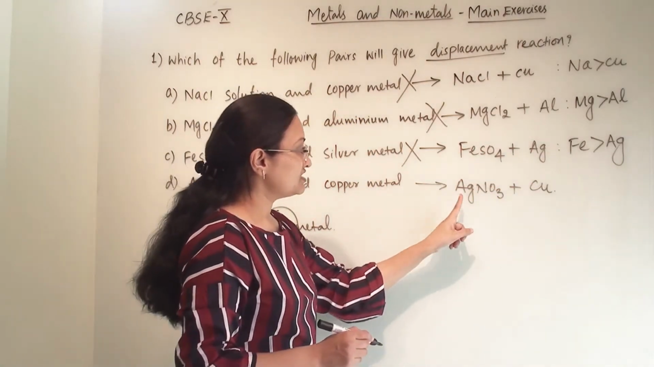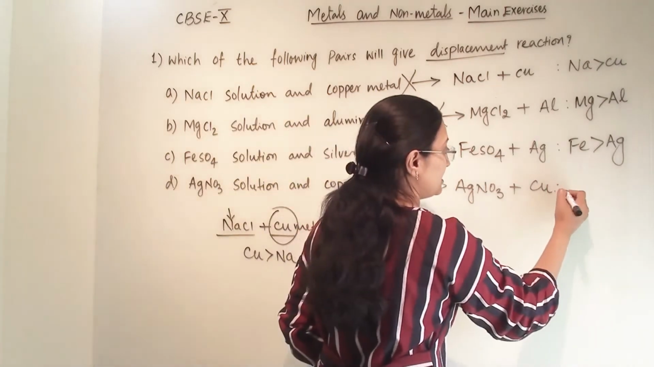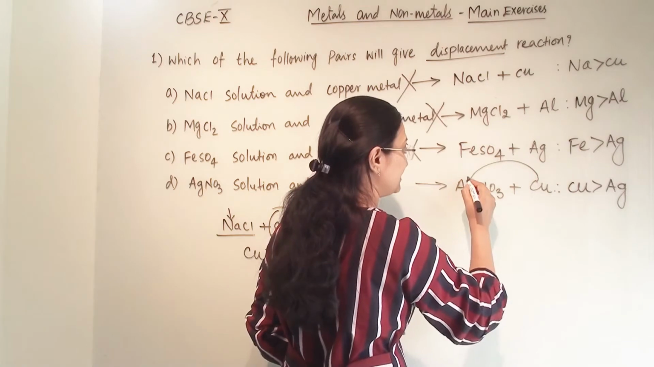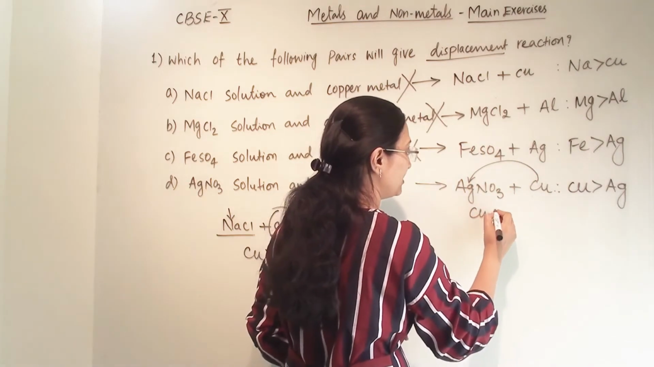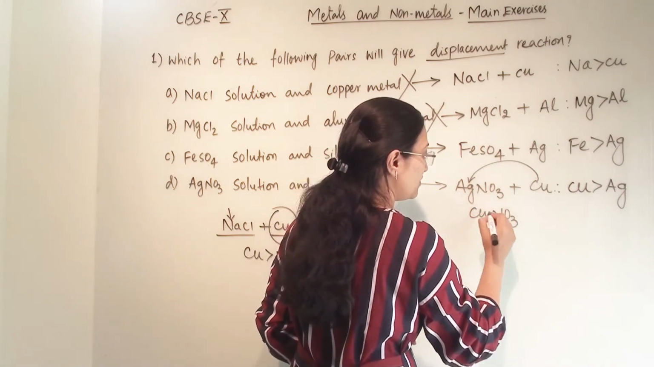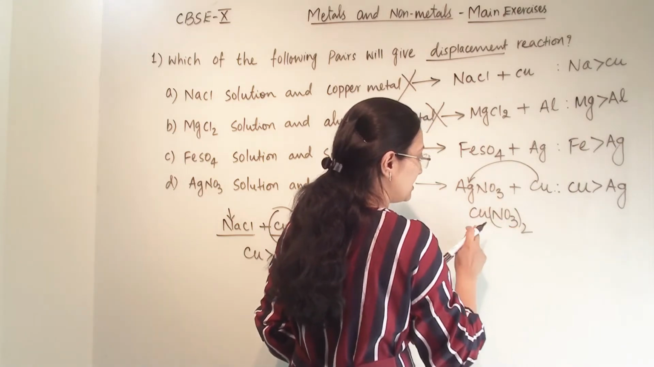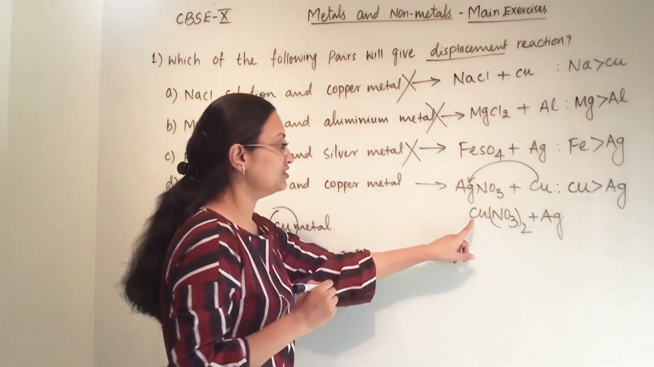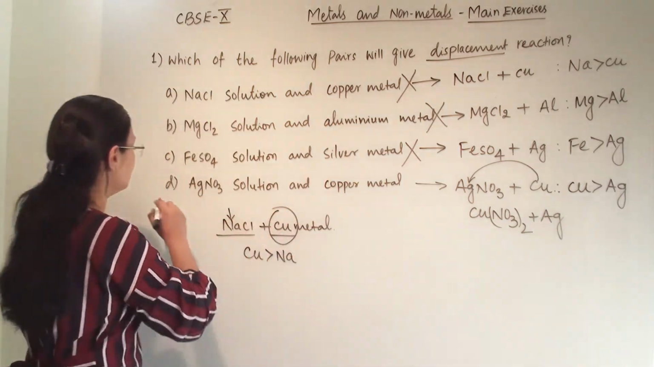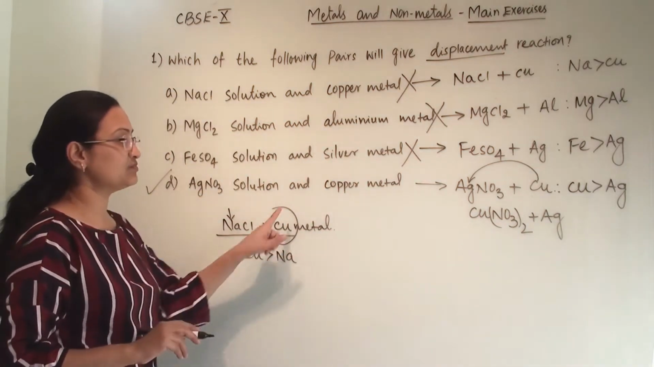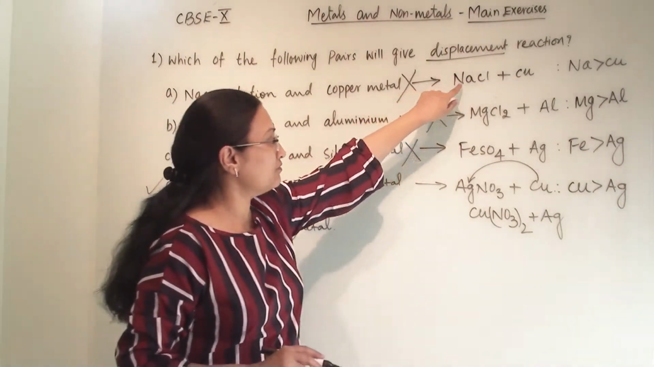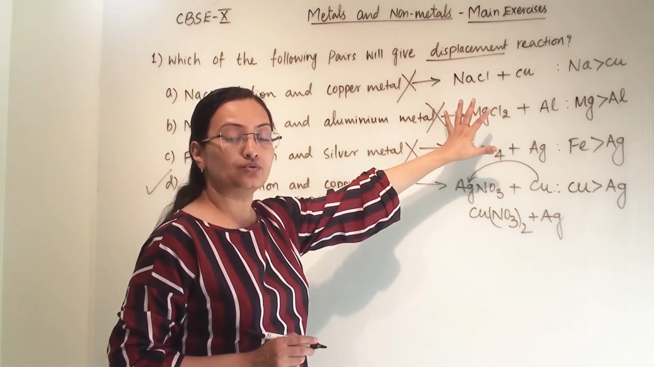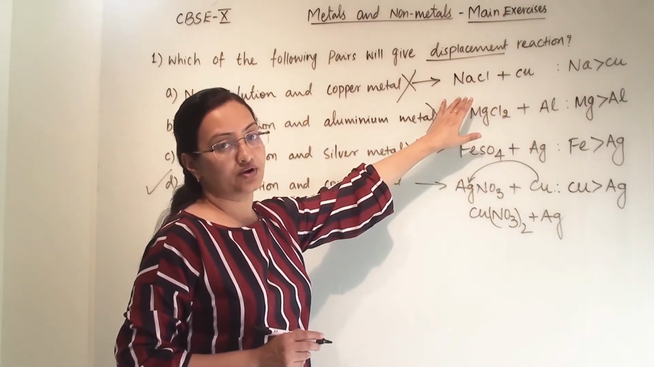Then last, AgNO3 and copper. Yes, here copper is more reactive compared to silver. So copper will take the place of silver and it will make Cu(NO3)2, copper nitrate, and silver will be separated out. So this reaction will happen and this is going to be our displacement reaction. So that is how we have to solve it. Which metal is more reactive compared to the other metal, that is important in this.